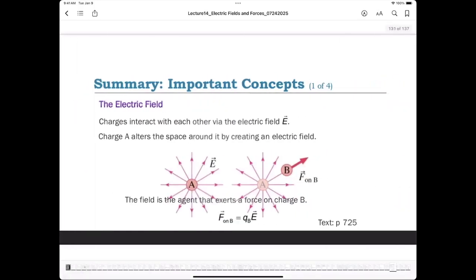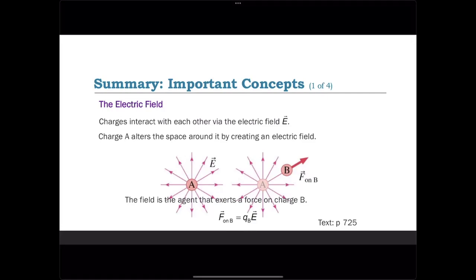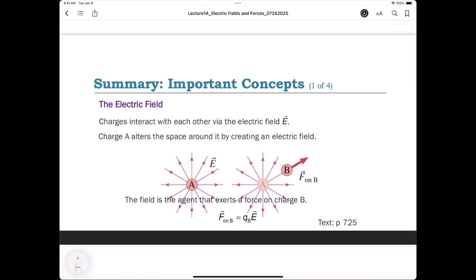In today's class, we talk about the electric field. Charges interact with each other via the electric field. Charge A alters the space around it by creating an electric field. The field is an agent that exerts a force on charge B. You can see this is a positive charge, and it alters the space around it by creating an electric field, and then it exerts a force on charge B, and this is the equation for the electric force on charge B. If you know the electric field and the charge of B, then you know the force. Does it make sense to you?